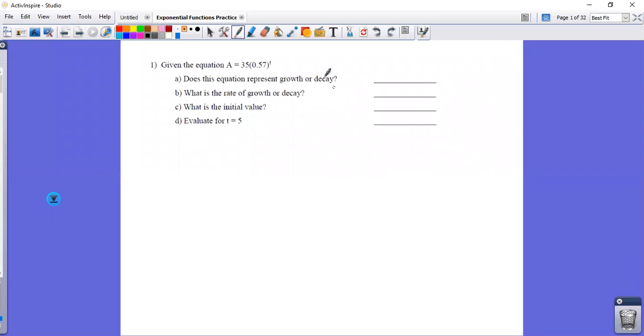Okay, so does it show growth or decay? The base number tells you whether it's growth or decay. Less than 1, that's decay. What is the rate of growth or decay? Well, if it's decay, you do 1 minus whatever that number less than 1 is. So 1 minus 0.57 is 0.43, or you could say a 43% rate of decay.